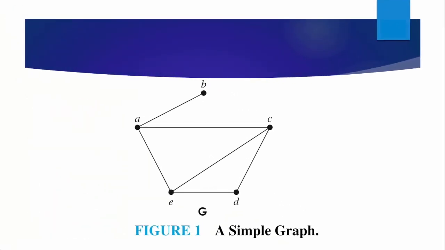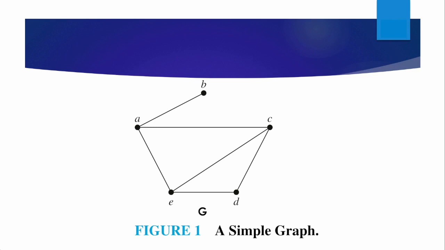One way to represent a graph without multiple edges is to list all the edges of the graph. Another way to represent a graph with no multiple edges is to use an adjacency list, which specifies the vertices that are adjacent to each vertex of the graph. Let us take a look at the graph G shown in figure 1.